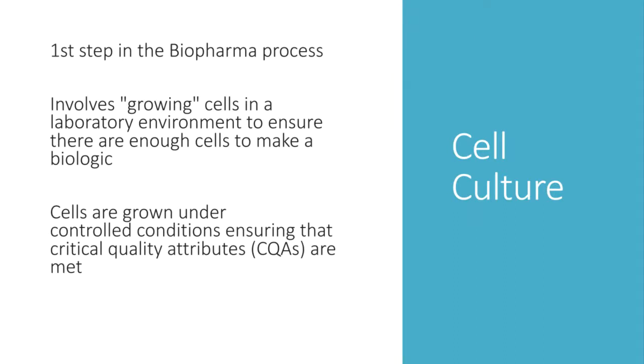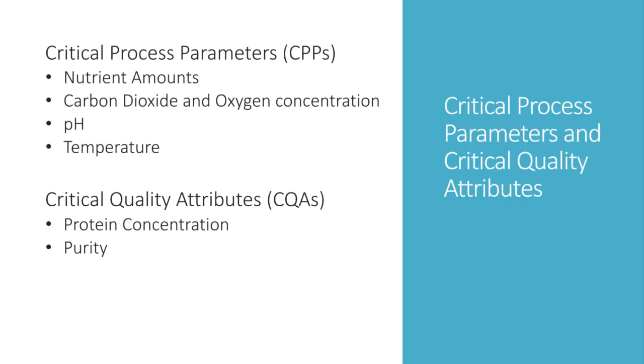The cells need to be grown under controlled conditions, ensuring that the critical quality attributes are met. Some of these critical quality attributes include protein concentration and purity. Scientists would measure the protein concentration and purity of the cells to ensure that they are ready for the bioreactor.